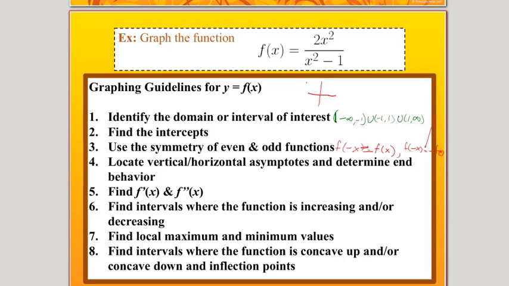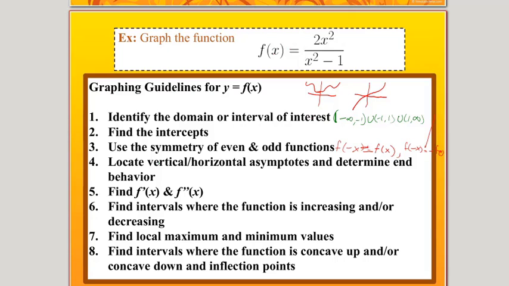An even function would be the same, kind of a mirror image on the left and the right side of the y-axis. An odd function has rotational symmetry. So you're looking at graphs that do something like this. So if you rotate it 180 degrees, you'd have the same graph. Okay, so in this case, you could ask yourself, do I have an even or odd function?